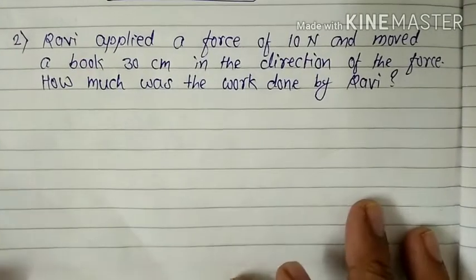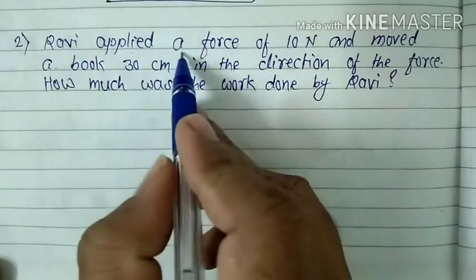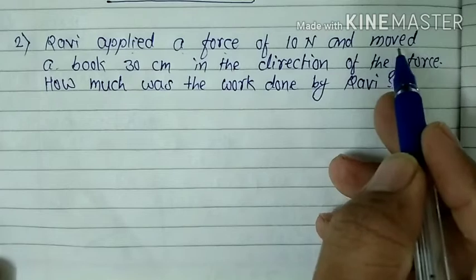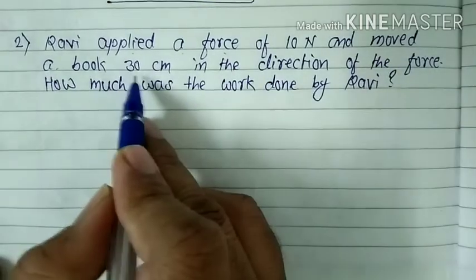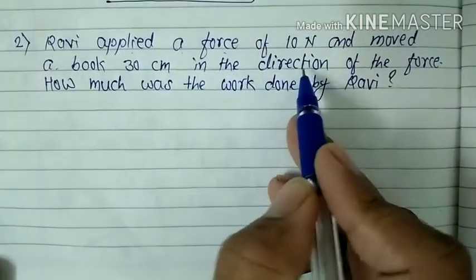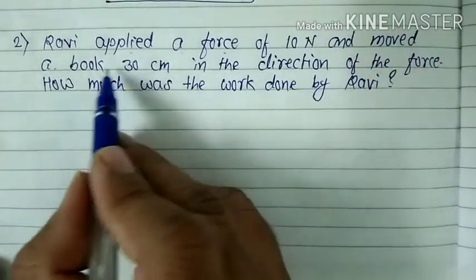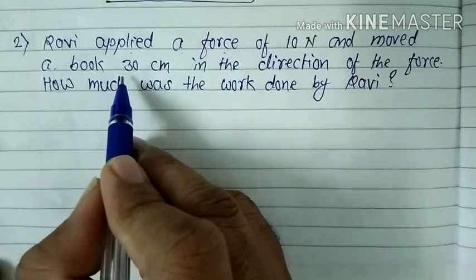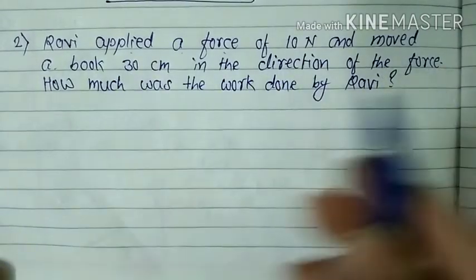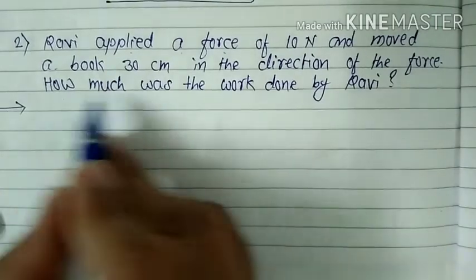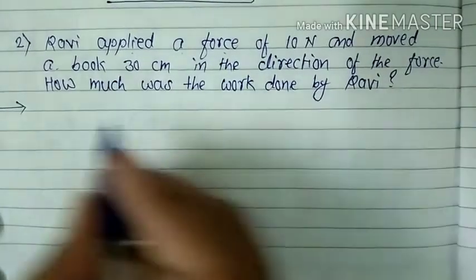Next example is Ravi applied a force of 10 Newton and moved a book 30 centimeter in the direction of the force. Okay, this is very important. Displacement is in the direction of the force, so that is why this one is the positive work done. How much was the work done by Ravi?